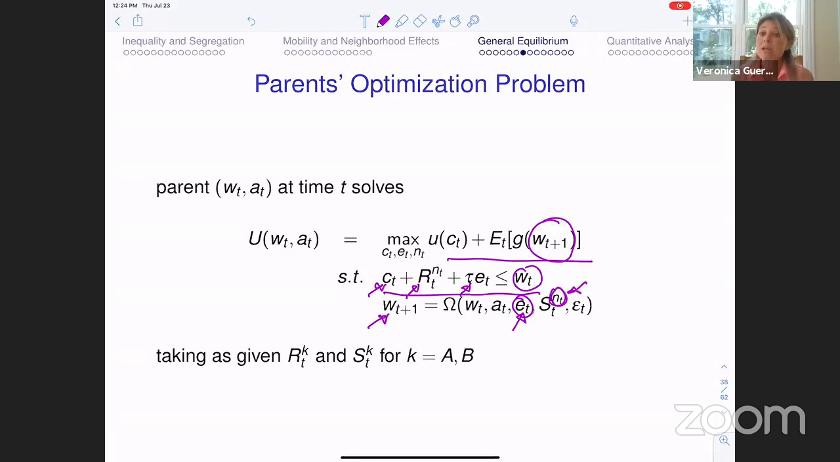importantly, it depends on their choice of the neighborhood of the kids, because by choosing the neighborhood, they're choosing a spillover effect that is going to affect the wage of the kid when it grows up. Okay, and they're going to take as given the rental rate in each neighborhood, and they're going to take as given the spillover level in each neighborhood.